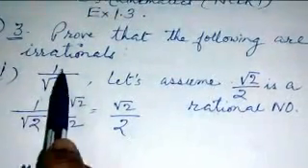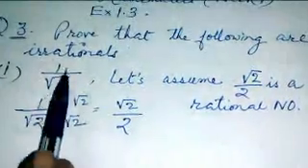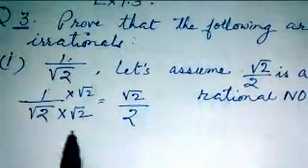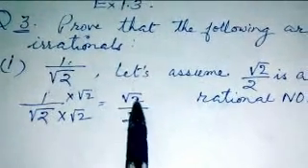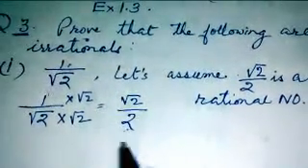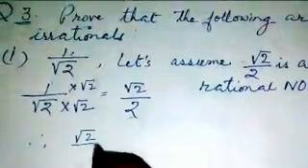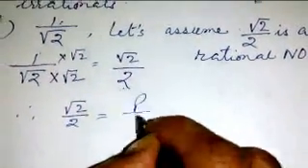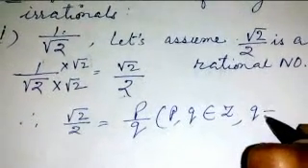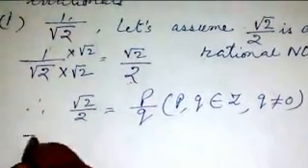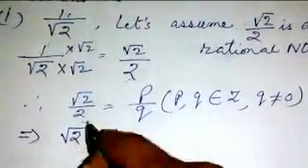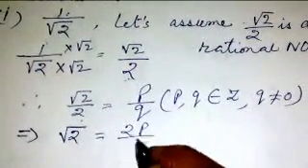Our question is to prove that 1 by root 2 is an irrational number, but instead of taking 1 by root 2 we have rationalized it. This is the rationalization, and 1 by root 2 is the same as root 2 by 2. So we have assumed that root 2 by 2 is a rational number. Therefore root 2 by 2 can be written as p by q, where p and q belong to the set of integers and q is not equal to 0. Now we transpose by cross multiplication to get root 2 equals 2p upon q.